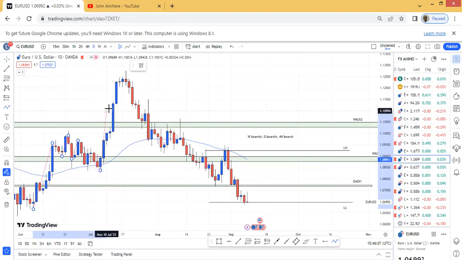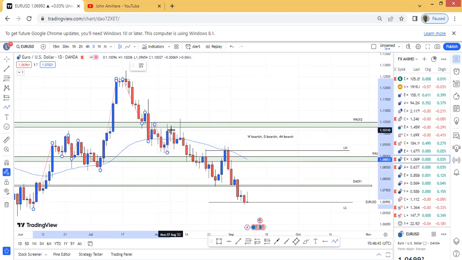Then from this place, we formed a higher high. Here, sorry. And then we came to form a higher low. Then we formed this, which couldn't go anywhere. Then we broke structure to form a lower low. And from this lower low region, we came to form a lower high. Then we formed a lower low.